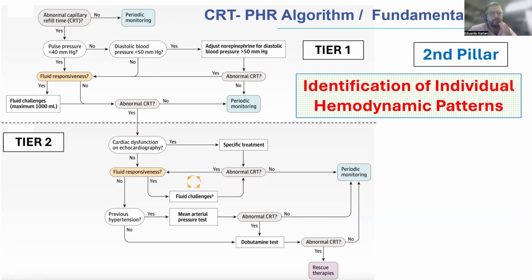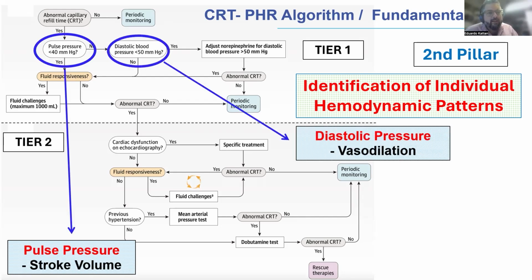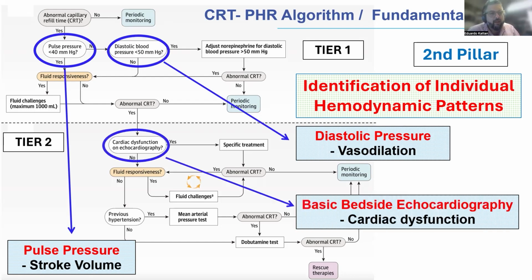The second one was trying to identify these individual hemodynamic patterns, and we tried to do this using simple bedside tools such as pulse pressure and diastolic blood pressure, under the assumption that pulse pressure is a surrogate of stroke volume and diastolic blood pressure a surrogate of vascular tone, or vasodilation. And finally, the third aspect to get the pattern is bedside echo in tier 2 to identify left or right cardiac dysfunction.